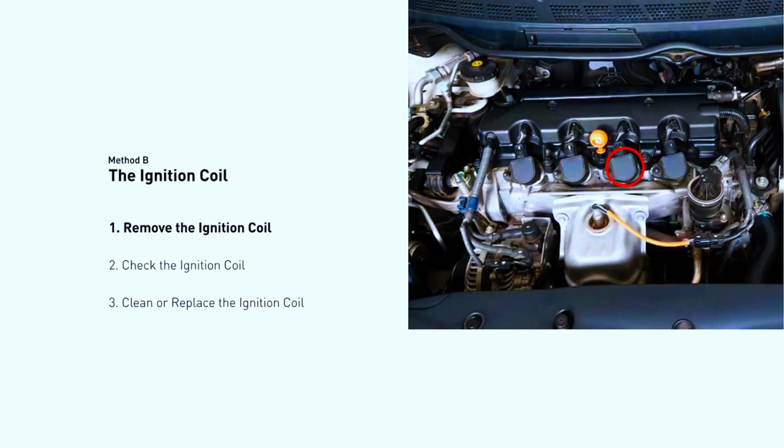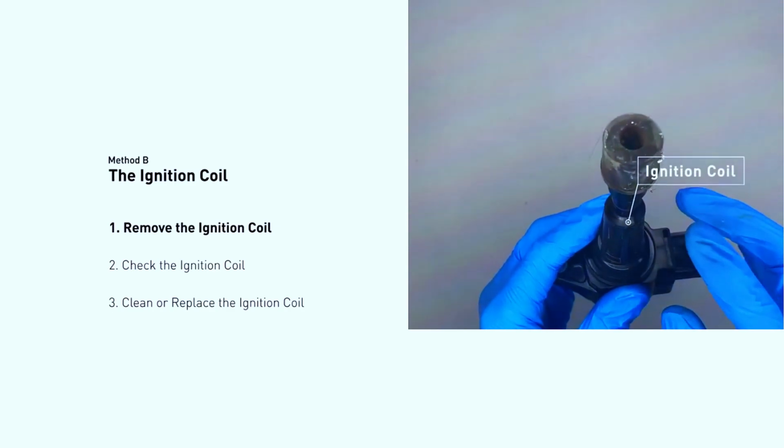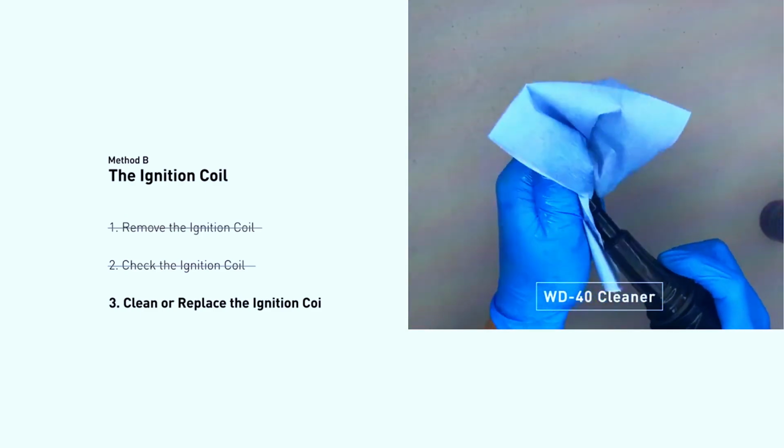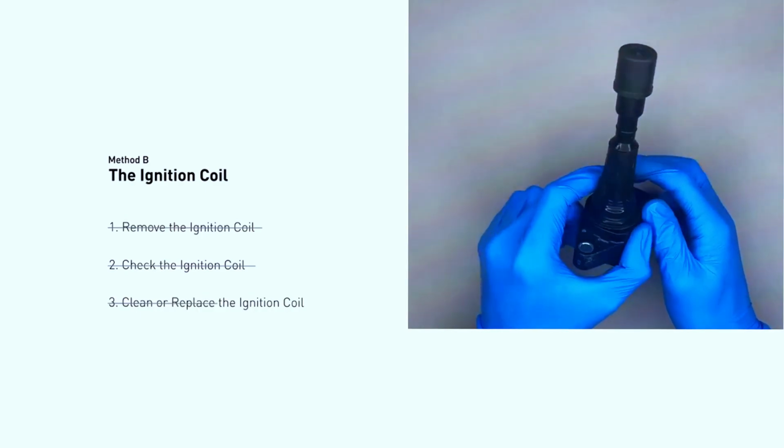Ignition coils. Ignition coils are usually located on top of the spark plugs. Check the coils for cracks, oil leaks, or corrosion. If a coil looks damaged, replace it with a new one.